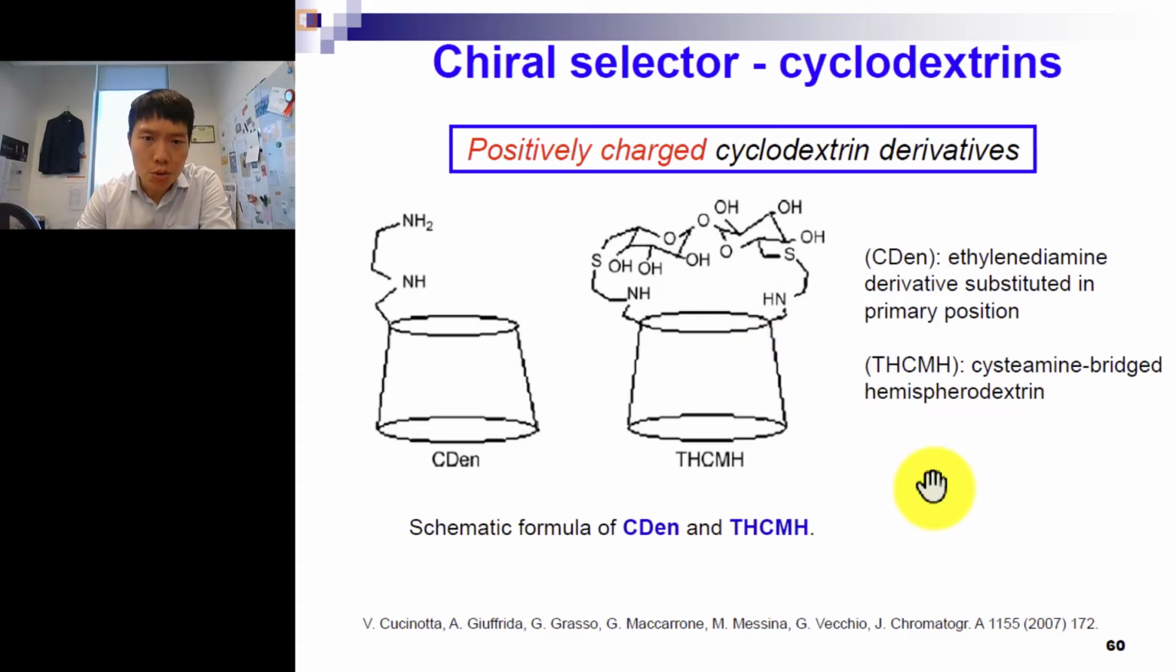Some structures, so you have your ethylene diamine derivative, right? Single arm, and the right side more complex. You have a bit of a sugar form, while your cysteamine-bridged hemi-cyclodextrin. Okay, for more information, you can read more, but I just want you to look at the main idea. Why can it be positively charged? Because you have your amine group that's easily protonated.